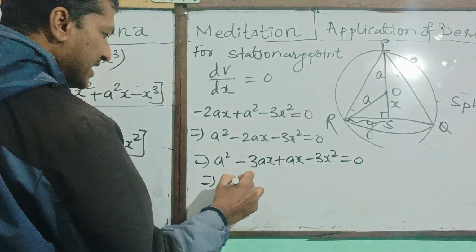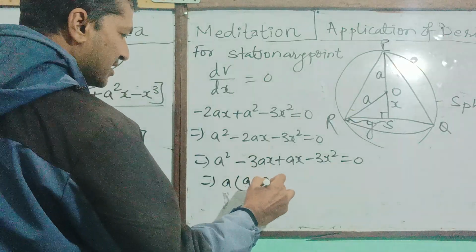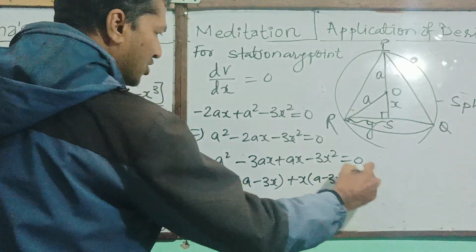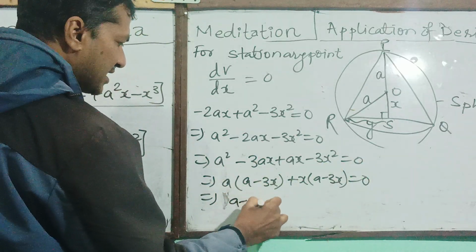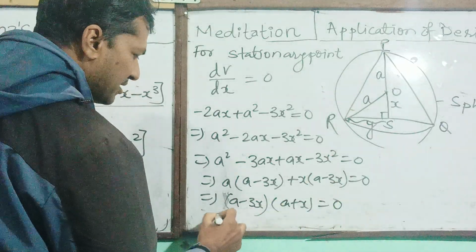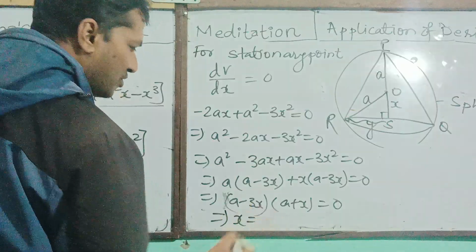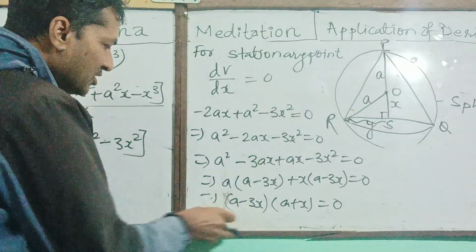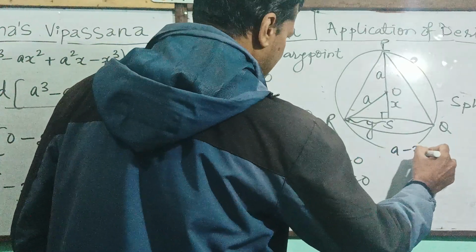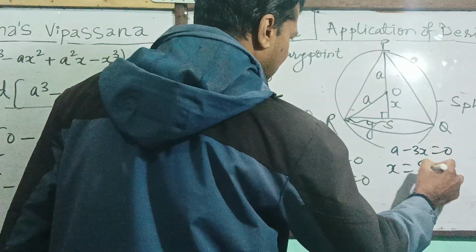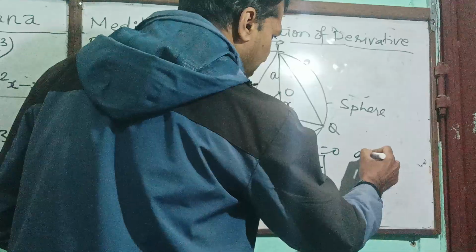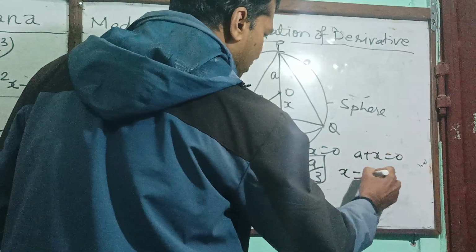So simply we can get a common. So this is a minus 3x plus x, a minus 3x is common, is equal to 0. So simply a minus 3x times a plus x is equal to 0. So this one gives us x is equal to, okay, a minus 3x is equal to 0 means x is equal to a by 3. This is one value. And the next one is a plus x is equal to 0 means x is equal to minus a.